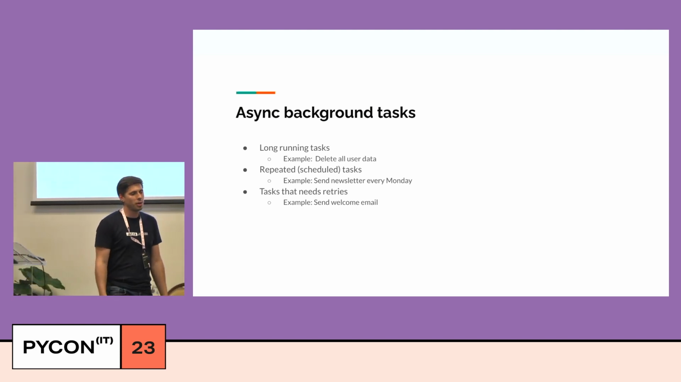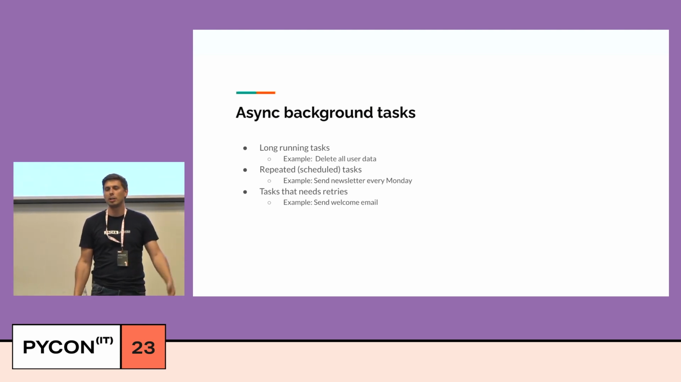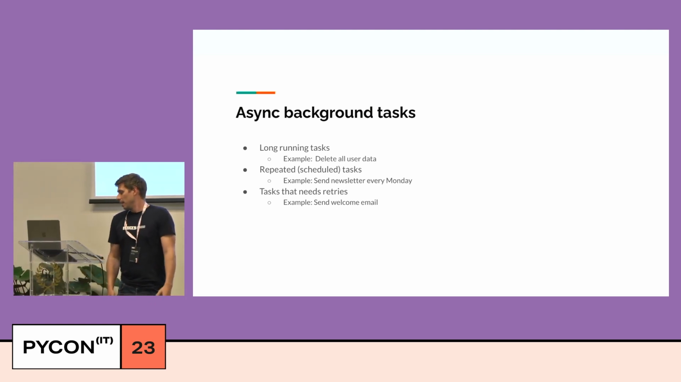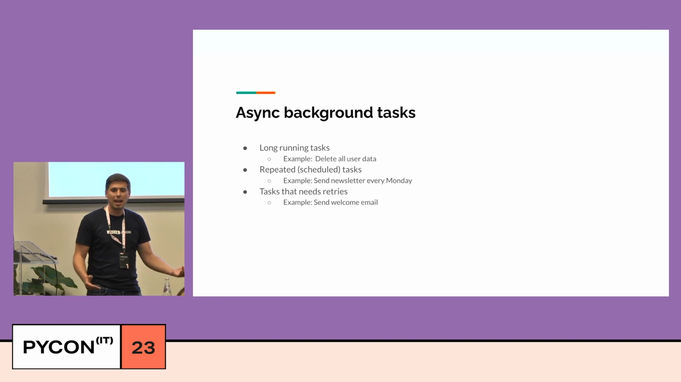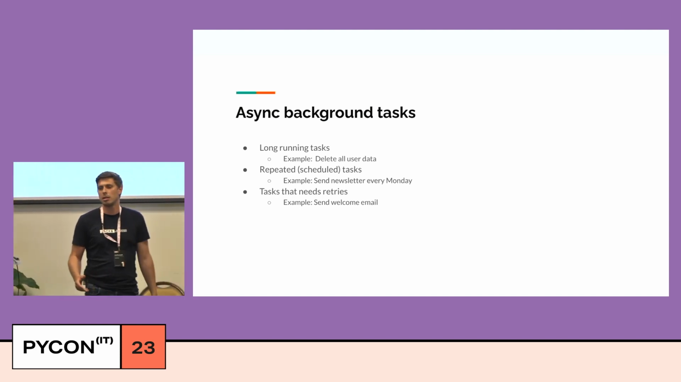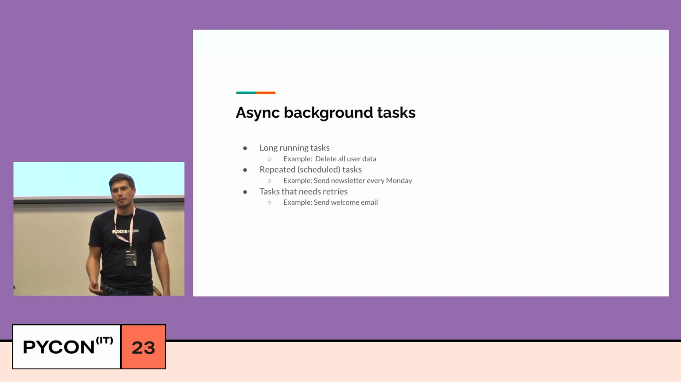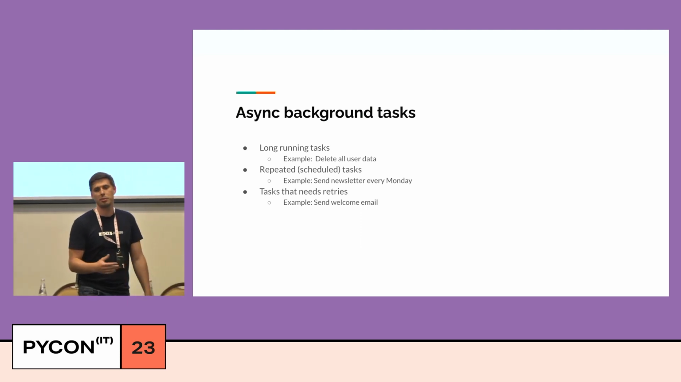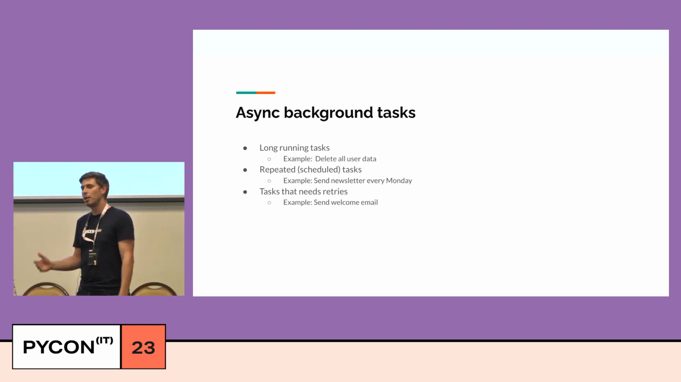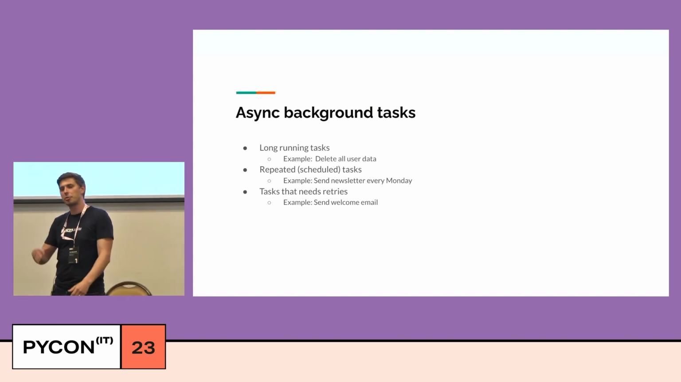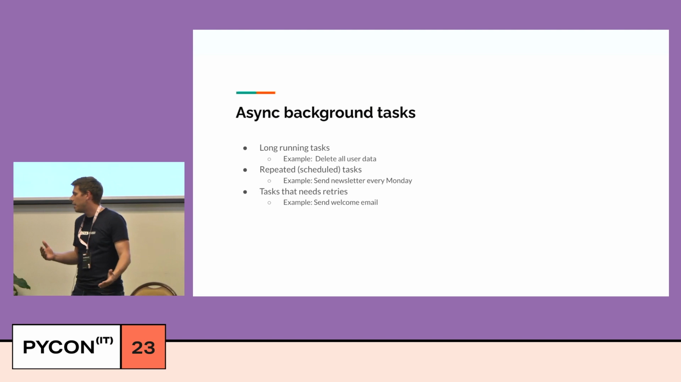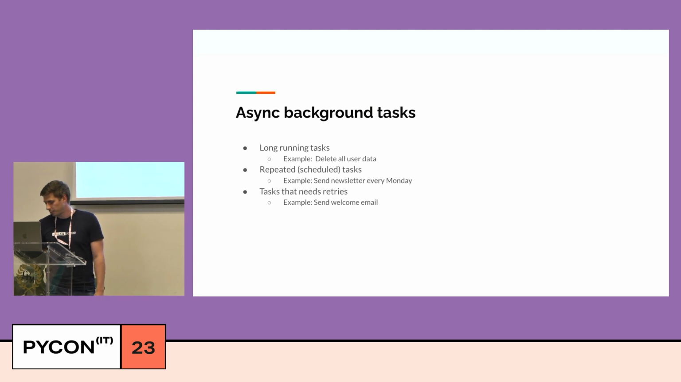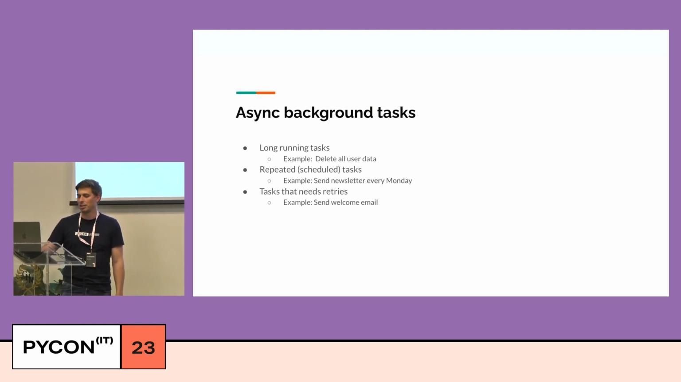Also, you might need to run some tasks periodically. So you might want to schedule something for Monday morning, 7 a.m., and send some newsletter. You might want to implement things like retrying. For example, when a user signs up to your application, you want to send a welcome email, but you don't want to block them from using your application just because your third-party email service provider is down, right? So you want to throw that somewhere in the background and retry when it's back up, and then send them this welcome email, which welcomes them and tells them how much they need to appreciate your application and so on.